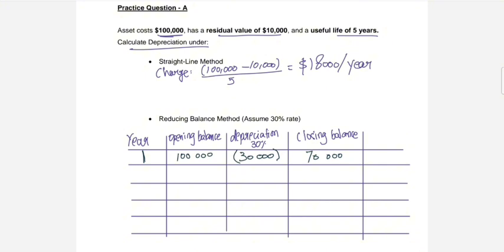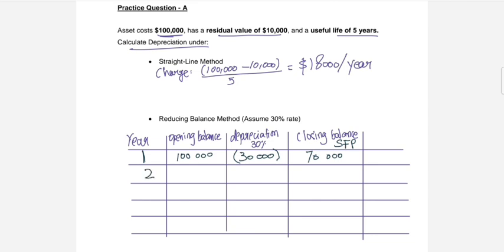Closing balance means the balance on the asset at the end of the year. Opening balance, on the other hand, means the balance of the asset at the very start of the year, the value of the asset at the very start of the year, right? This is going to be the carrying value of the asset, which will be reflected in the statement of financial position at the end of the first year.